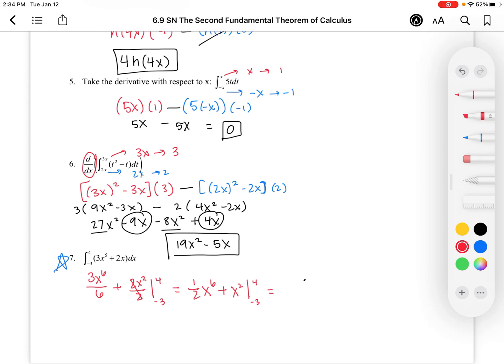So plugging in my top bound, I'm going to have 1/2 times 4 to the 6th plus 4 squared. And then I'm going to subtract, plugging in the lower bound. So 1/2 times a negative 3 to the 6th plus a negative 3 squared. And you can go through and simplify all of that, and when you simplify it, you should get 3,381 over 2.